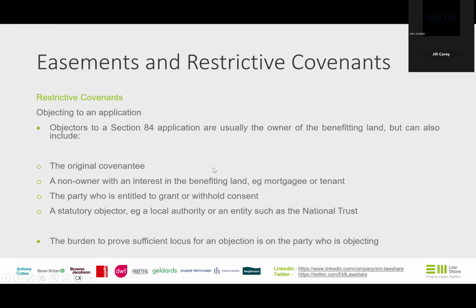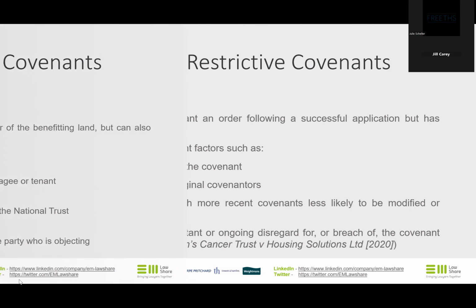The people who object to an application to modify a discharge, usually the owner of the covenant, but can also include people like the original party, your mortgagee or a tenant, somebody who's got the right to grant or withhold consent under the covenant, or a statutory objector such as a council or the National Trust. It is for the objector to prove why they are entitled to object.